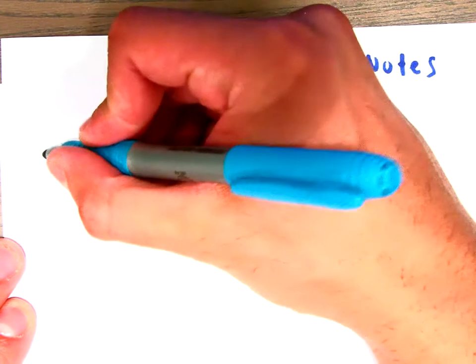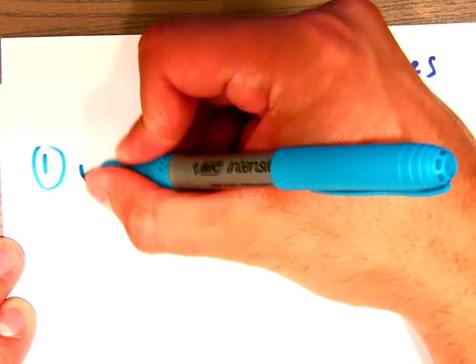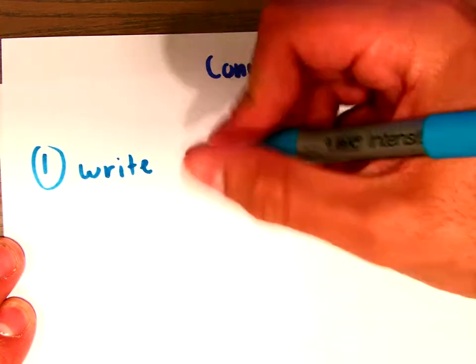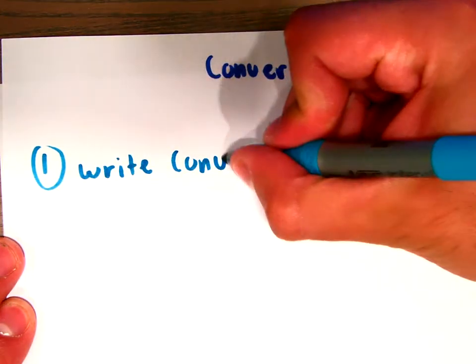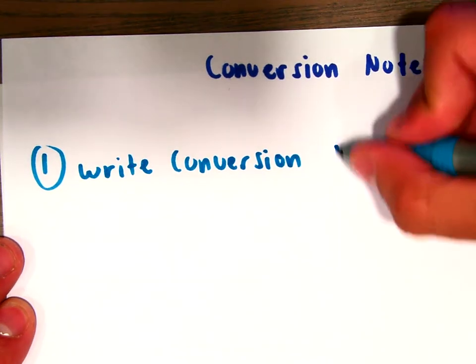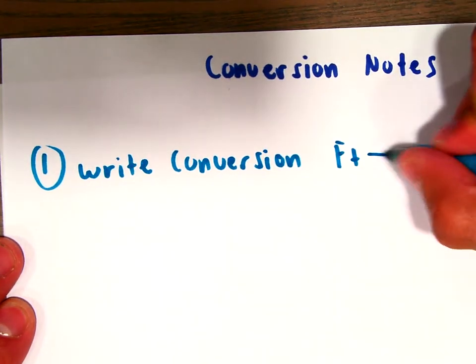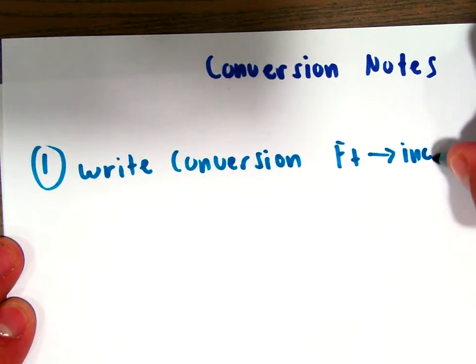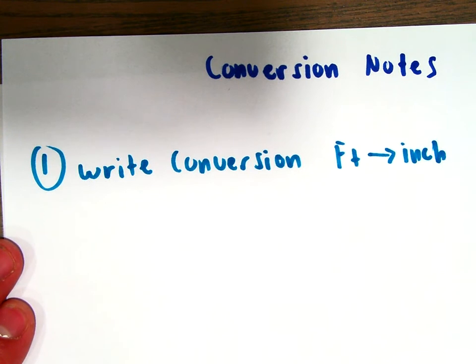write your conversion. So what two units are you going to be converting between? I'll give you an example in a bit. Write your conversion. For example, let's say I'm converting between feet and inches. I would put feet, an arrow, and inches. So that's what I mean by write your conversion.